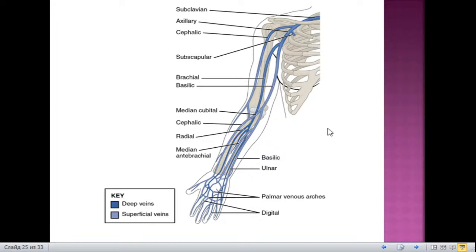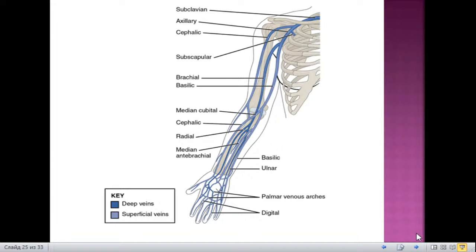And at the level of the elbow joint, these two veins anastomose with each other with the help of the median cubital vein. Actually, there are a lot of variants of the anastomosis. It can be the median cubital vein, it can be the intermediate cubital vein, so different variants.